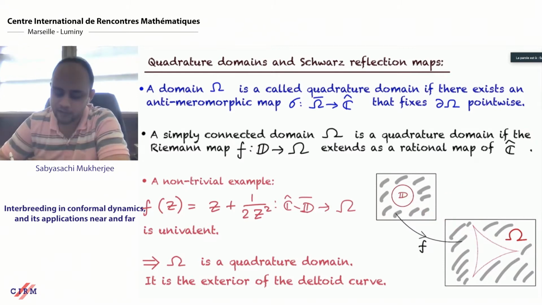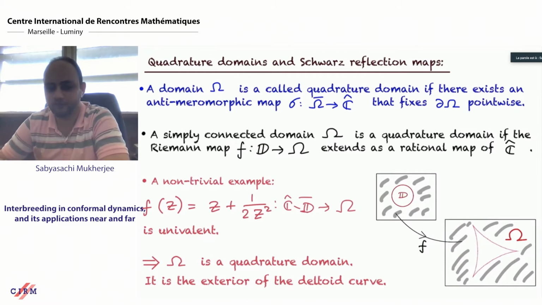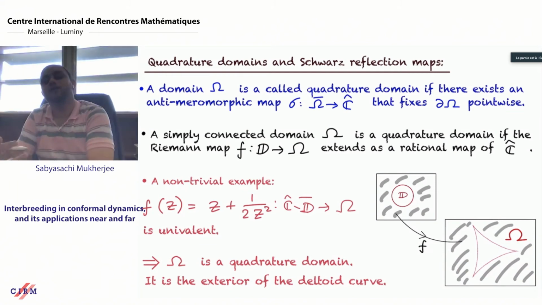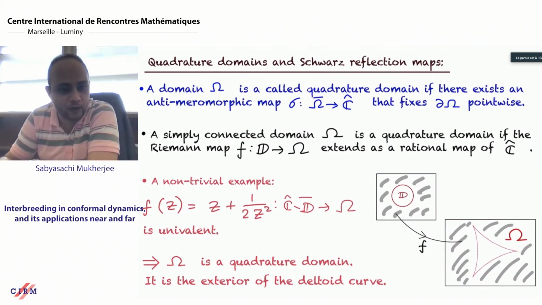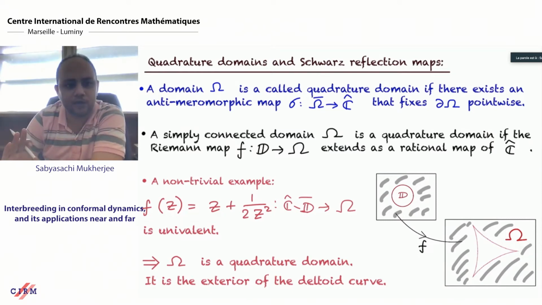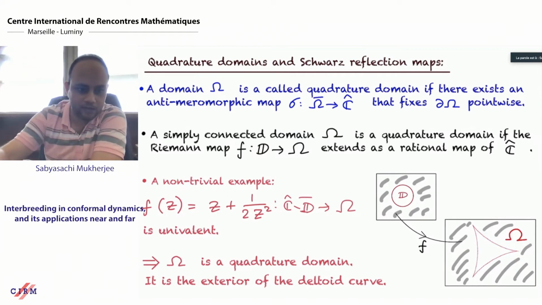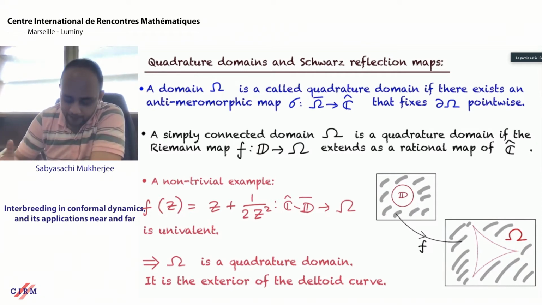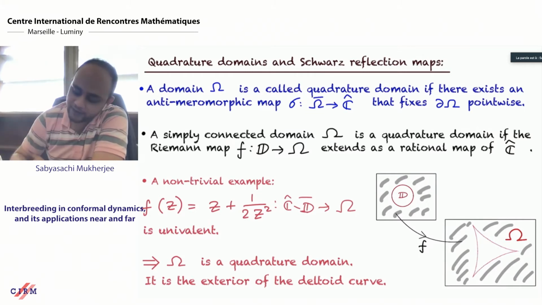So the standard reflection map 1 over z bar over here is semi-conjugated to the Schwarz reflection map of this quadrature domain. And that's how all Schwarz reflection maps of simply connected quadrature domains appear. So this gives a very general recipe of constructing Schwarz reflection maps for simply connected quadrature domains. Now, this particular example was probably the first non-trivial example that was studied by Makarov and Lee. So what happens dynamically? Dynamically, the Schwarz reflection map is only defined outside the deltoid. So it's a partially defined map.